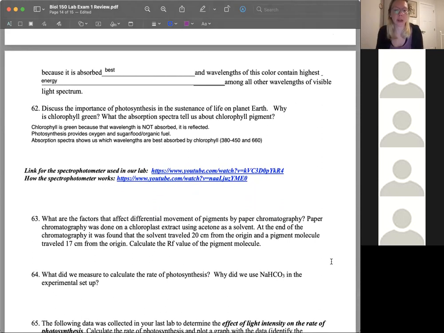Okay, so now we're looking at that chromatography, the separation of the pigments. So what factors affect the movement of pigments? There were 3 factors involved there. So what are those factors?